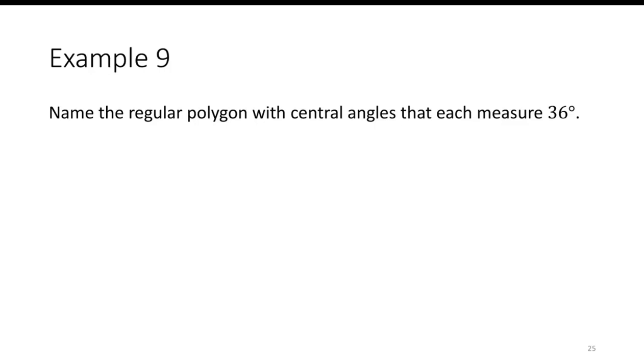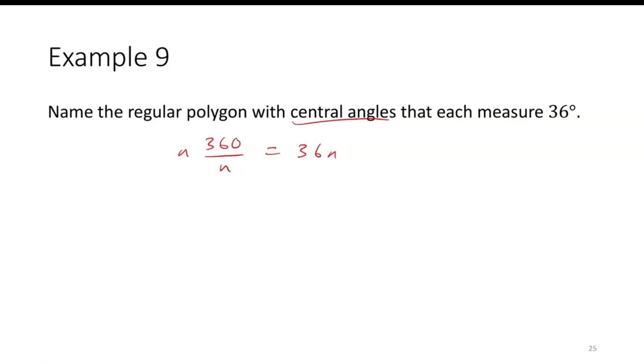So name the regular polygon with central angles that each measure 36 degrees. So we know in general central angles have a measure 360 divided by n. So that's equal to 36. Multiply both sides by n. So we have 360 equal to 36n, and then n is equal to 10. So you could call this a tengon, but the technical term we'd use would be decagon. So deca, like in decade, deca is 10, gon, 10-sided figure.